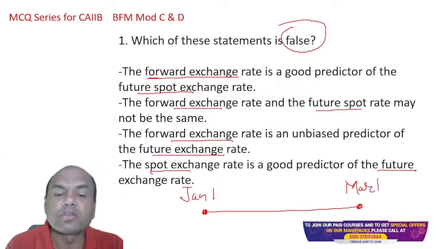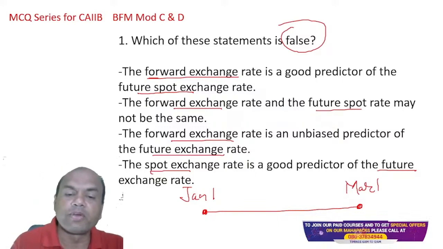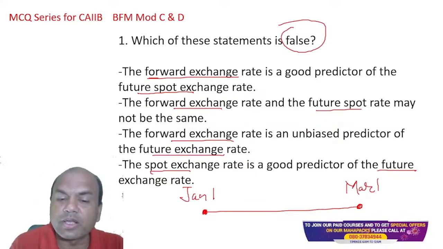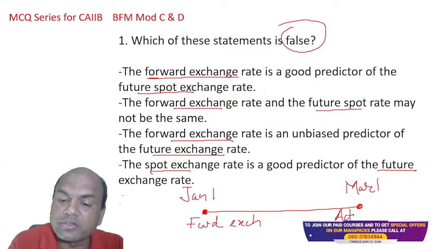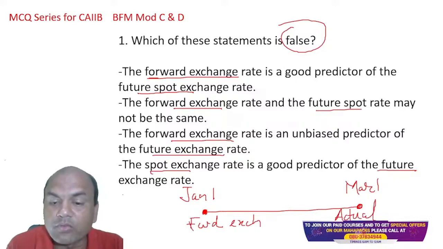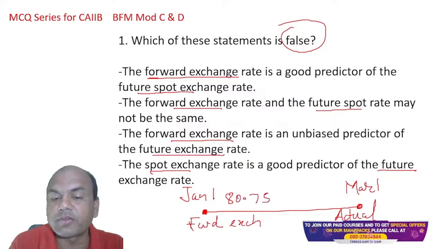Now understand what is forward exchange rate and what is future spot exchange rate. When I say forward exchange rate, I book this rate today for March. So this is known as forward because I have booked it today. Now what is future spot exchange? It means the actual rate on March. If I have booked this rate today for March at, let's say, 80 rupees 75 paise, but actually on that date it goes to, let's say, 83 rupees.